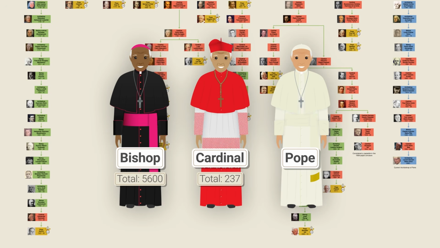Finally, there's the Pope, who is the Bishop of Rome, but also the head of the entire Catholic Church. Whenever a pope dies, or in rare cases resigns, it's the job of all the cardinals under the age of 80 to vote for the next pope, and they almost always choose someone from within their own ranks. The last time a non-cardinal was elected pope was over 600 years ago.